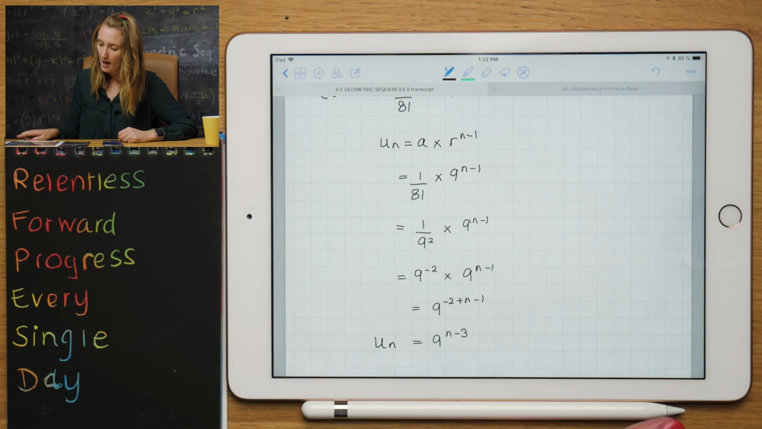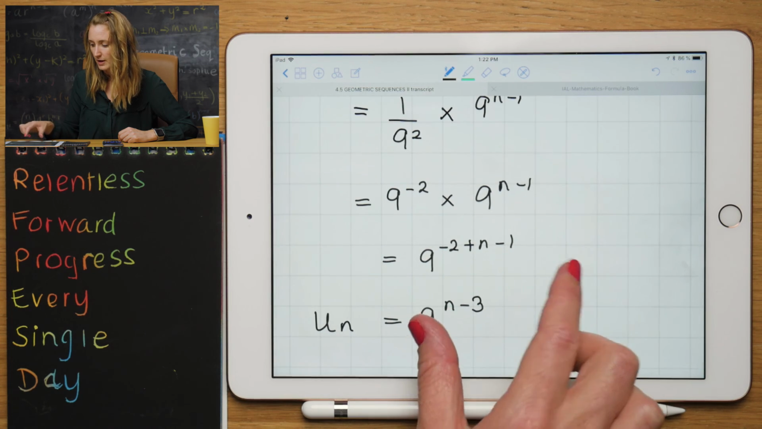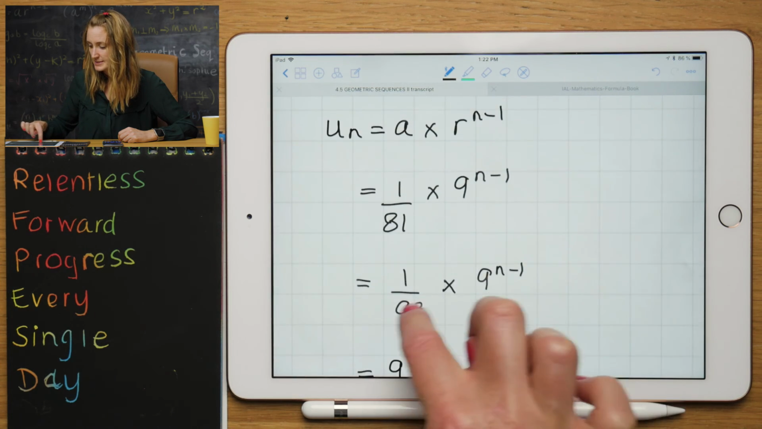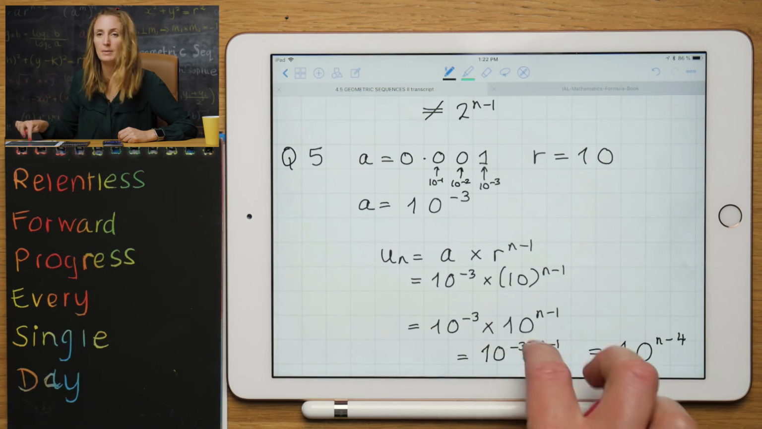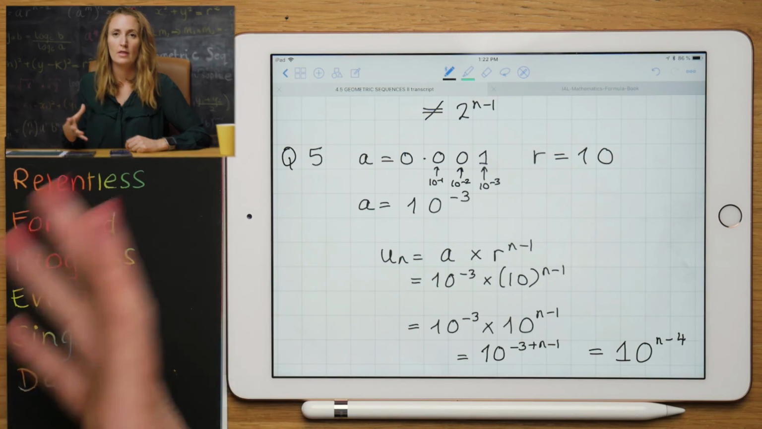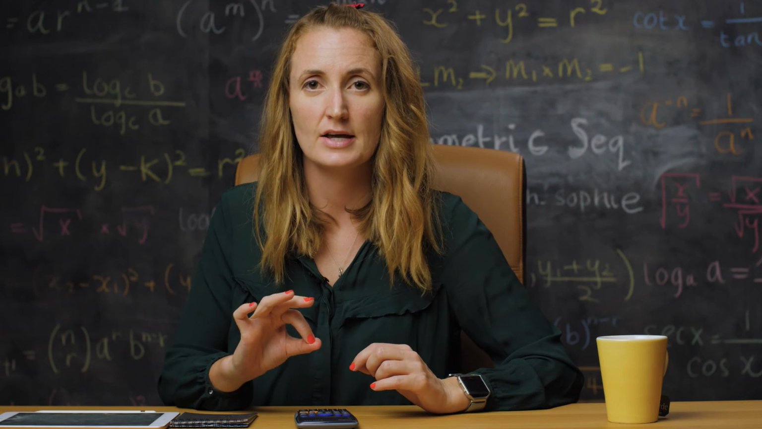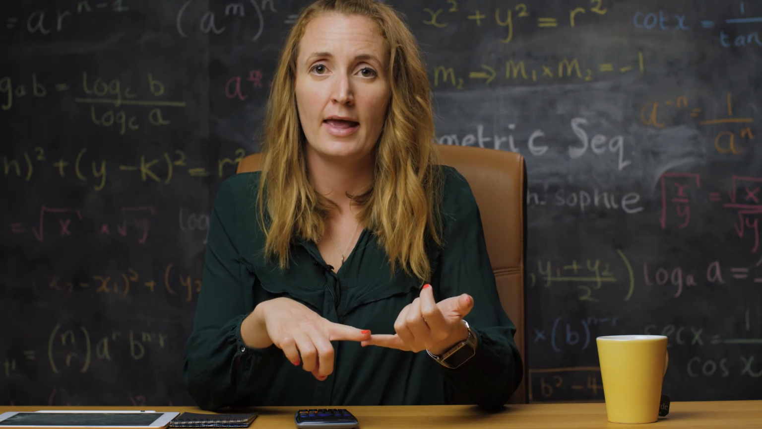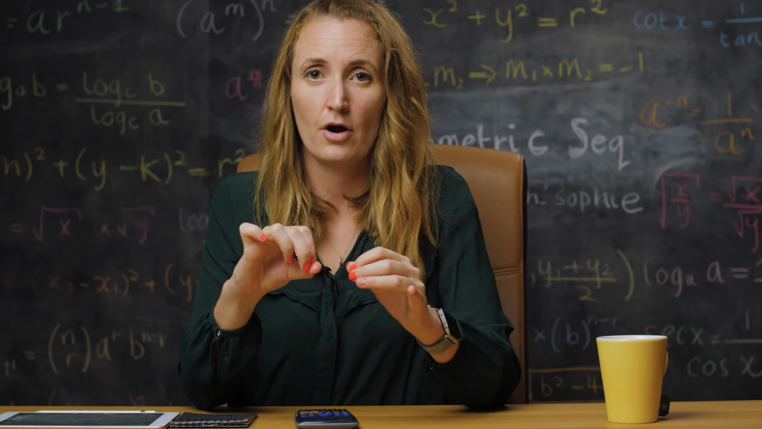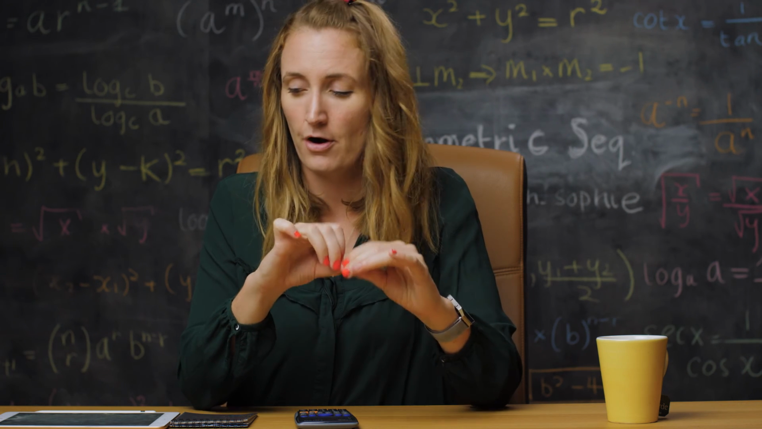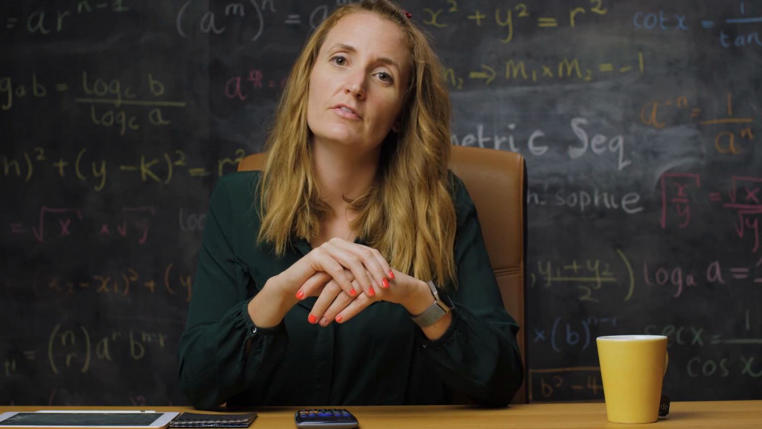So I hope you found that useful. The little trick is that if you can write them as the same base, you can cancel them down a little bit more comfortably. The most important thing to learn in this section, now we can find a and r, is to be able to work out how to find the nth term. What is the formula for the nth term? Lots of questions are waiting for you now.